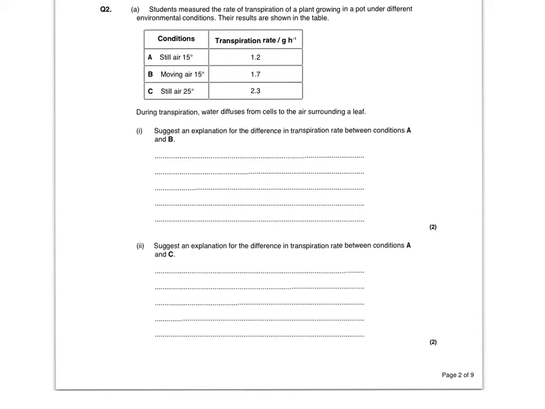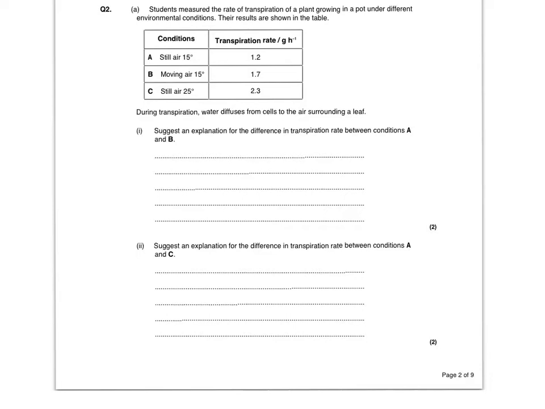Question 2 on transpiration. Students measured the rate of transpiration of a plant growing in a pot under different environmental conditions. The results are shown in the table. So you've got three different conditions, A, B and C. Still air at 15 degrees Celsius, moving air at 15 degrees Celsius and still air at 25 degrees Celsius.